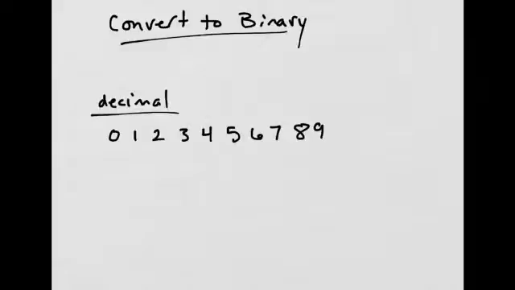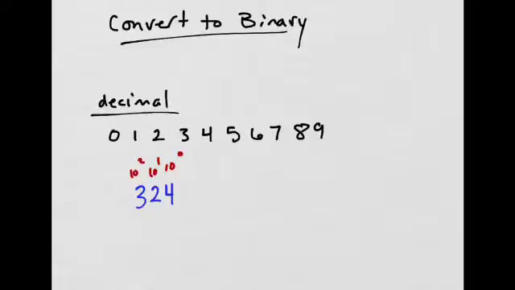But I want to say maybe for something like 324, there are places I have. This would be the ones place, which would be the 10 to the 0 place. So I'll do that in a different color, because 10 to the 0 is 1. And then this is the tens place. That would be 10 to the 1. And then this would be the 100s place, which is 10 to the 2.